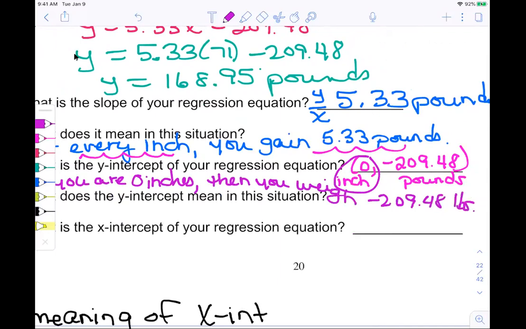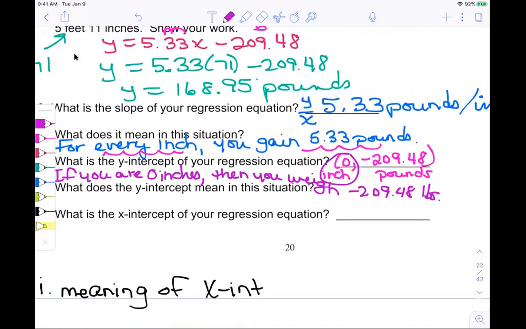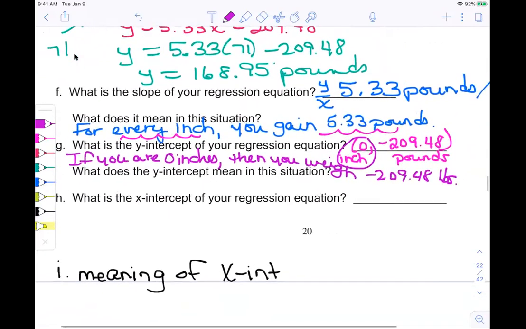So that question may not always make sense. There are times where it will make sense, but if you're 0 inches, you shouldn't weigh anything. You don't exist. So math's way of saying you don't exist, in this case, correlating it to the data we have, is making it a negative y value. That's okay. Don't change the numbers. These are the numbers that were given.